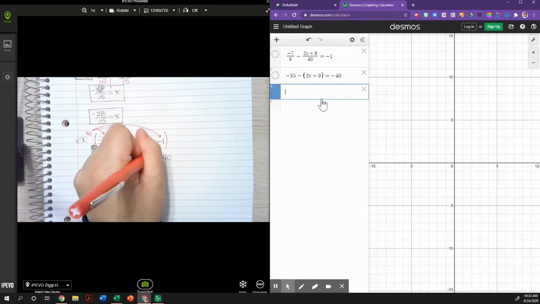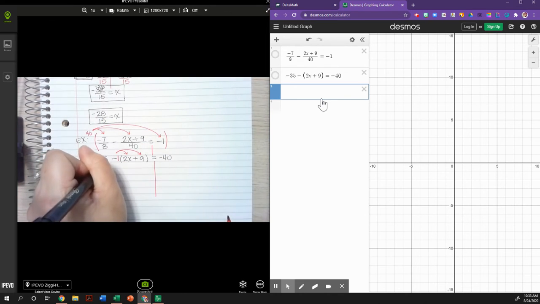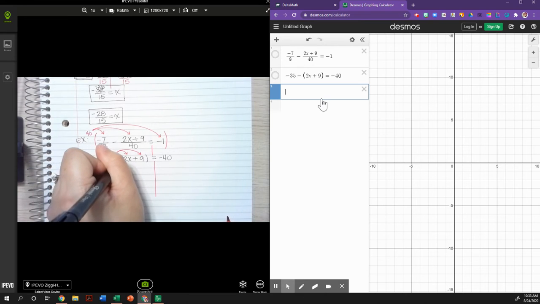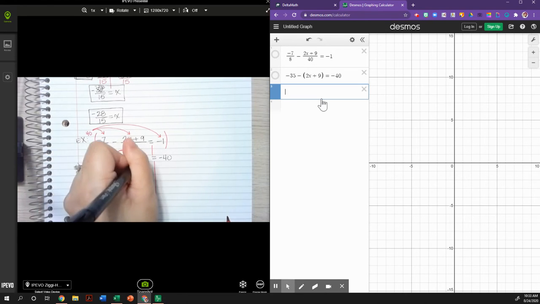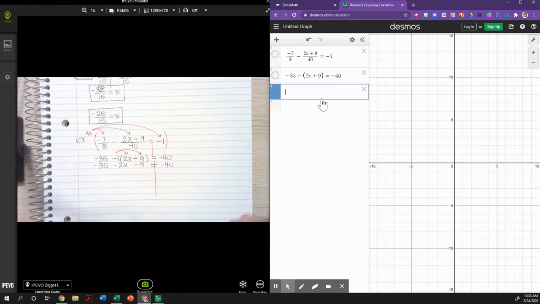All right, and let's keep that going. So -35, -1 times 2 is -2x, -1 times 9 is -9, equals -40. So I could, and I'm not going to keep doing this after this step, write -35 minus 2x minus 9 equals -40. Okay? So look, you have your red line, you have the green line, I now have the purple line.